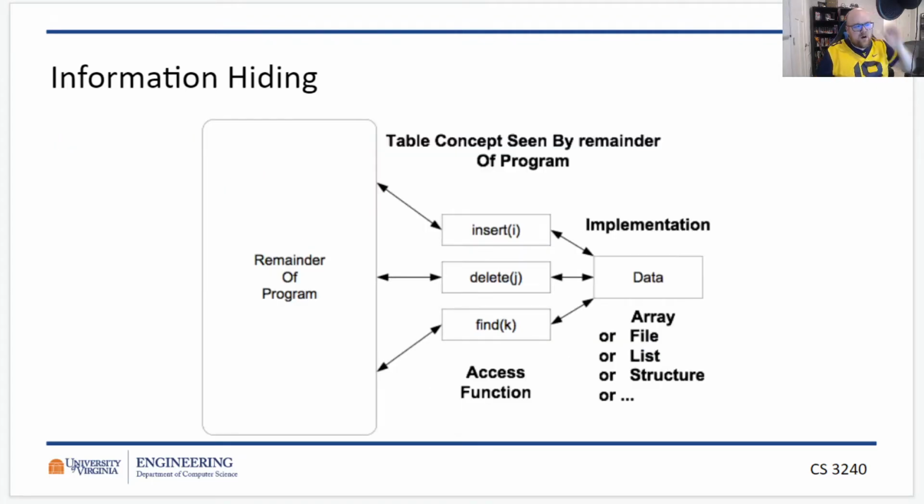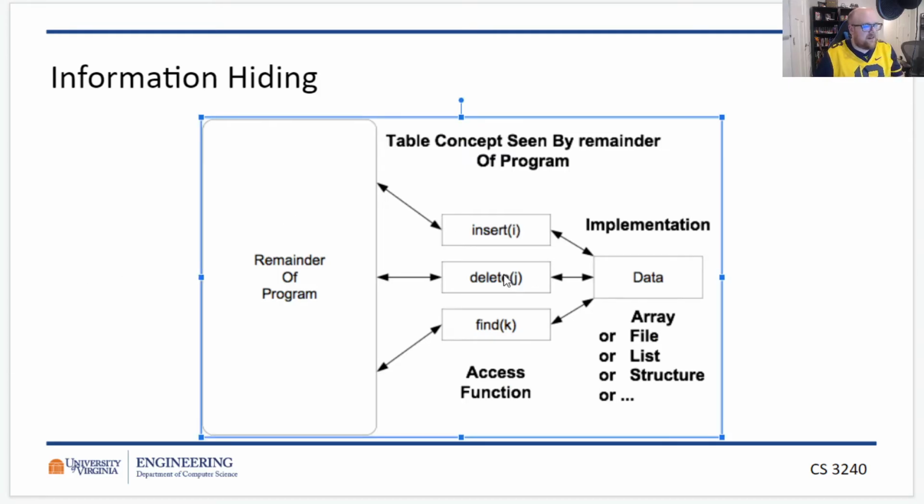But from there, we could think of our data as, okay, we need to insert some element I, we need to delete some element J, we need to find the location or determine whether or not the data contains some element K. These are the access functions. Whether this is an array, or a file, or a list, or a structure, or a server, or a SQL database, or any of those things, we simply use these functions.